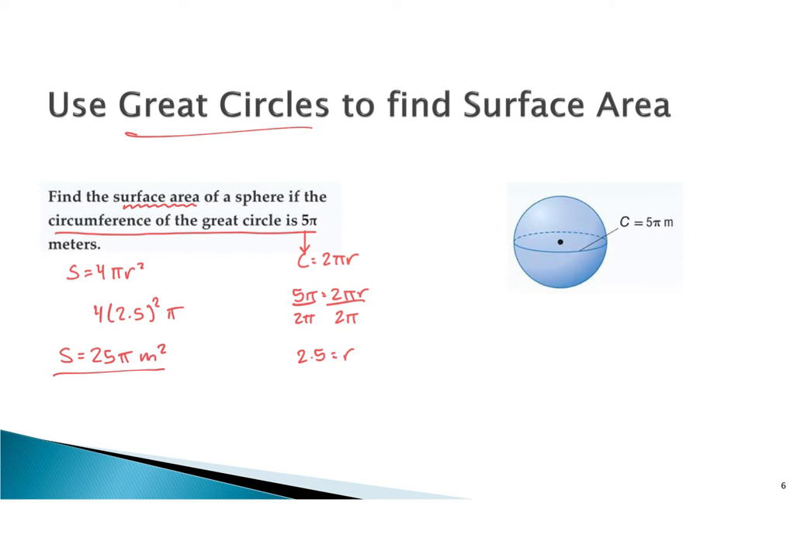Now some of your problems might say here's the area of the great circle, find the volume or find the surface area of the sphere. Some of them might go backwards. They'll give you information on the sphere and say find the radius of the great circle or find the area of the great circle. Okay, but being able to go back and forth between great circle information and sphere information is something you should feel pretty comfortable with.